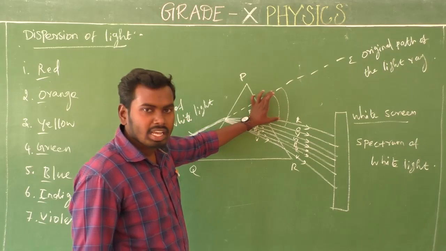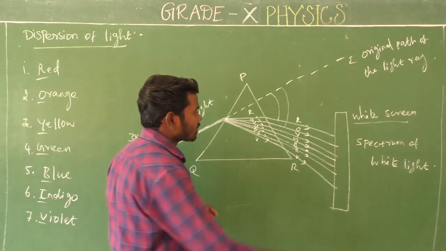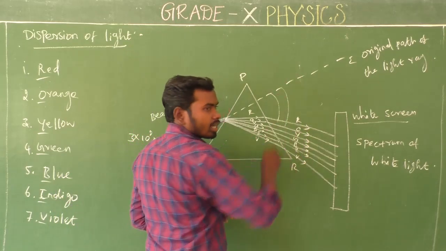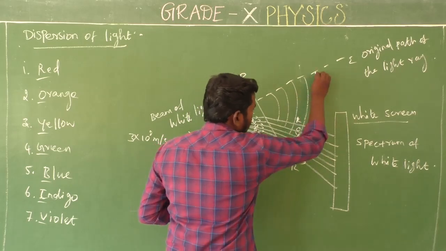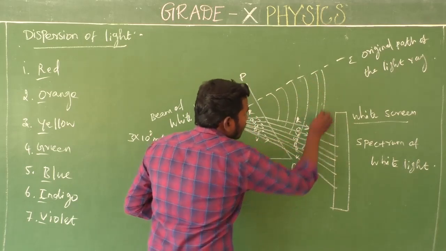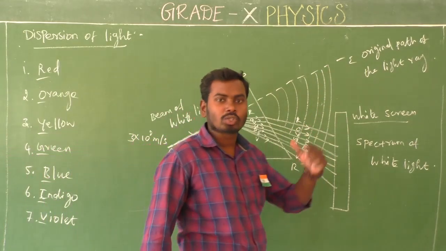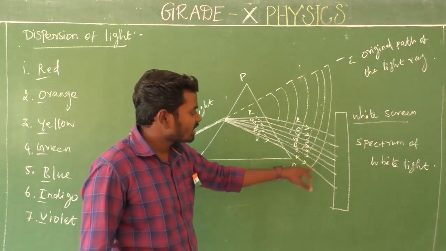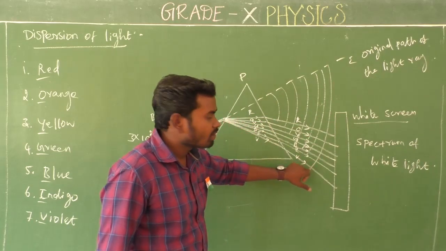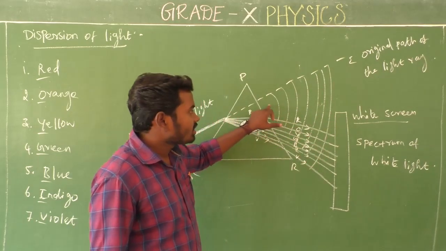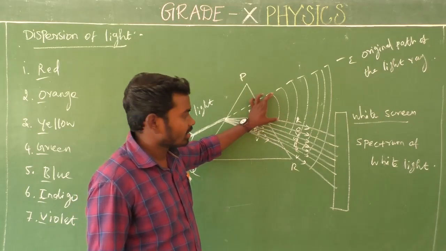This angle of deviation is less for red light because red light has maximum speed. Then orange has less speed compared to red, and so on. Here, which light deviates by the most? The white light's angle of deviation is more. And which light's angle of deviation is less? Here, the red light's angle of deviation is less.